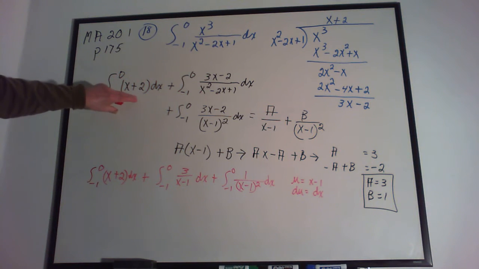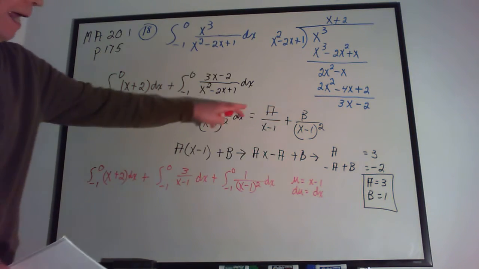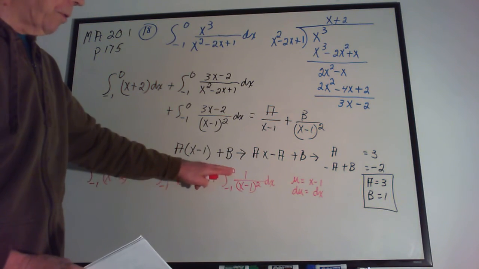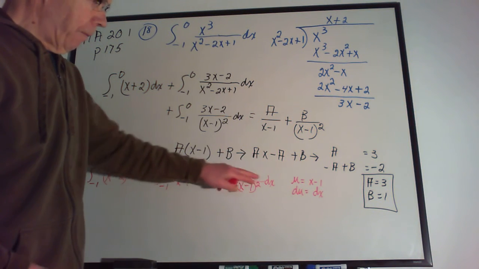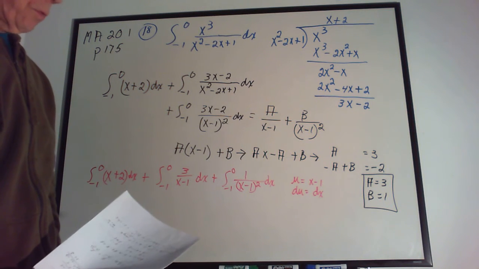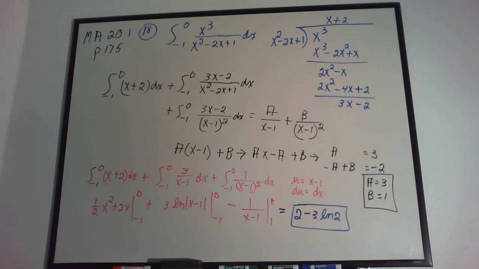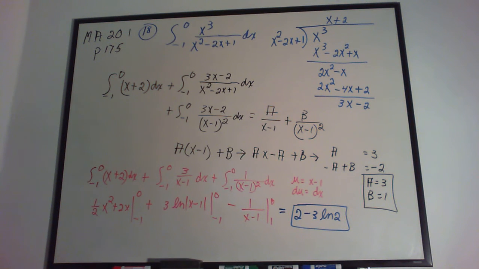All right, you bring this down, and then you're going to put the 3 in for the A, so it's the integral of 3 over x minus 1 dx, plus the integral from negative 1 to 0 of 1 over (x minus 1) squared. For this portion, you're going to have to use substitution. U equals x minus 1, du equals dx. So go ahead and finish it, see what you get. Okay, plugged it in. This is the answer you should get. Like I said, you have to use u equals x minus 1.